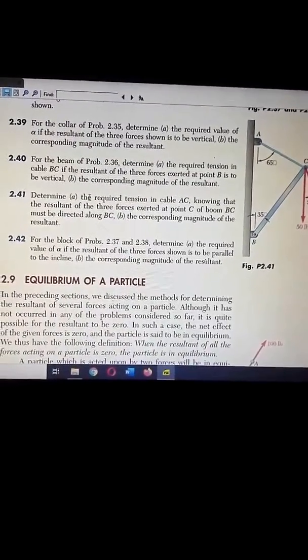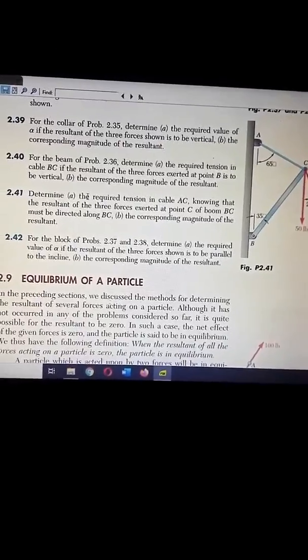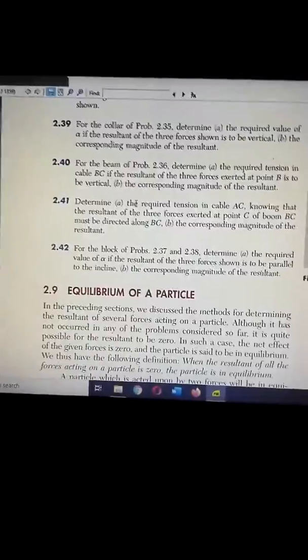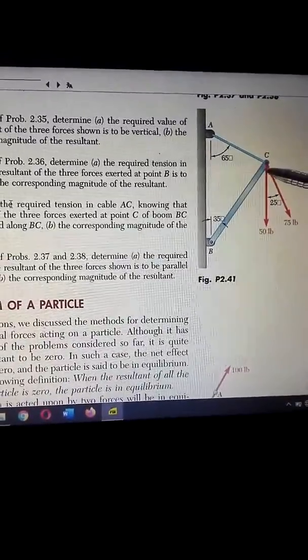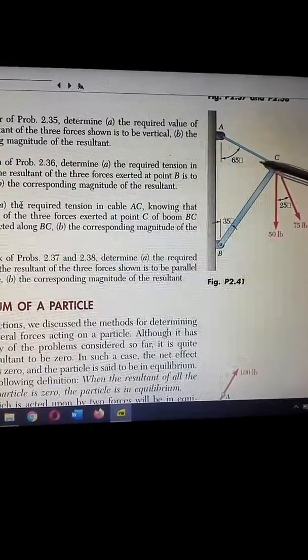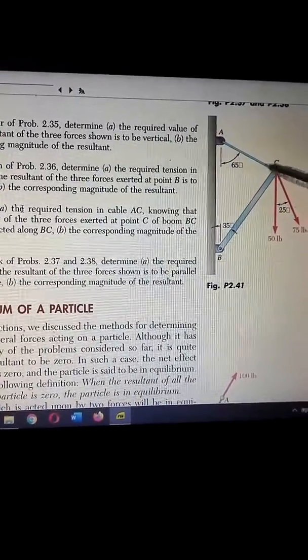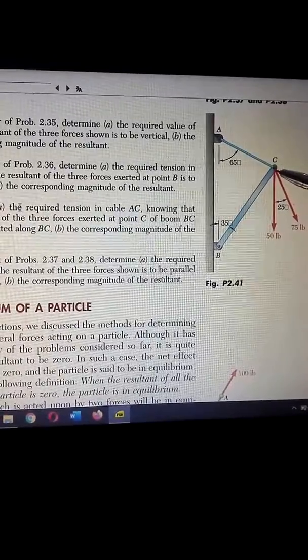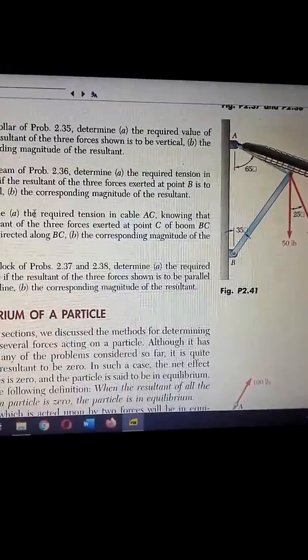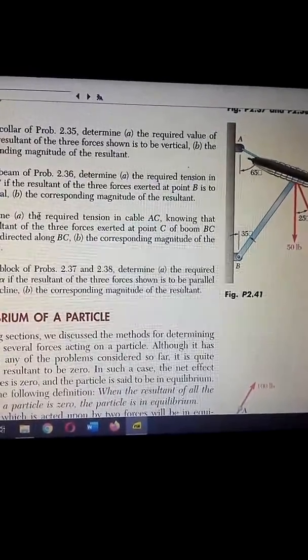You can see cable AC. This is cable AC being referred to. So we want to find the tension in cable AC. As we have said in the previous classes, tension should point away from the point under consideration, or should be directed away from the point under consideration.